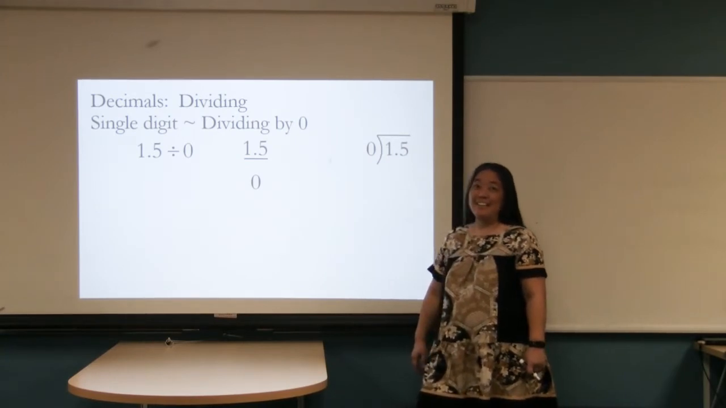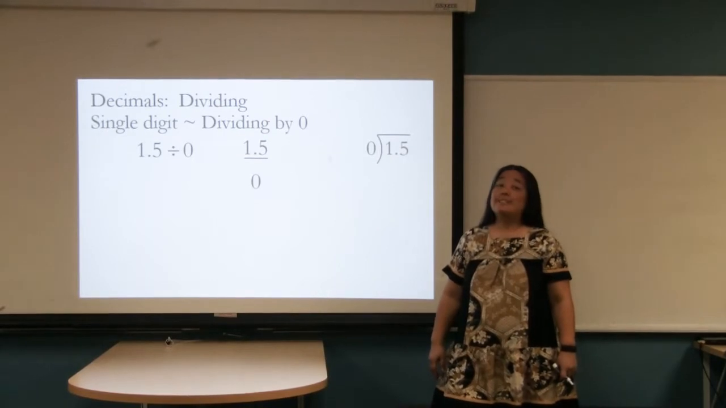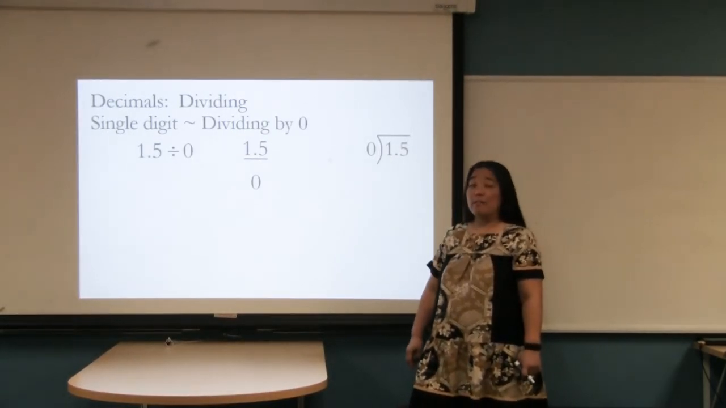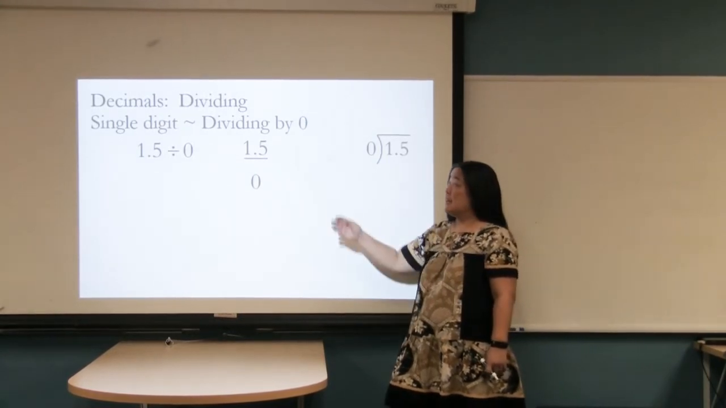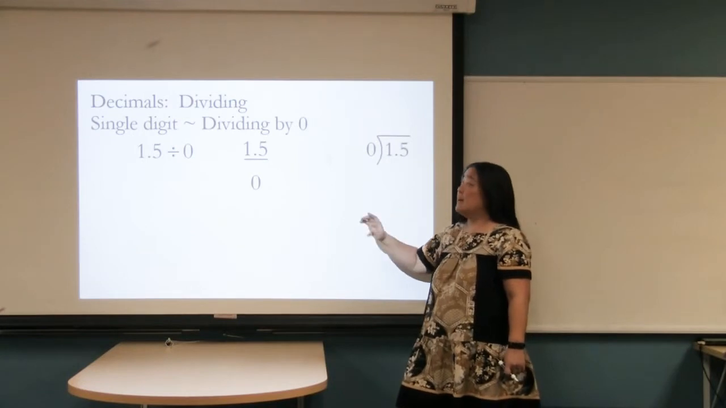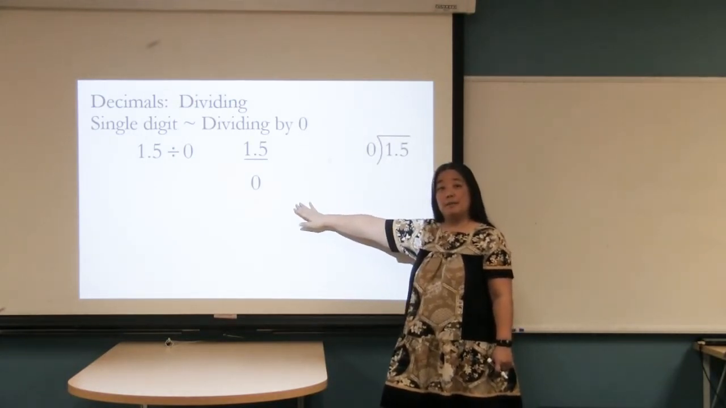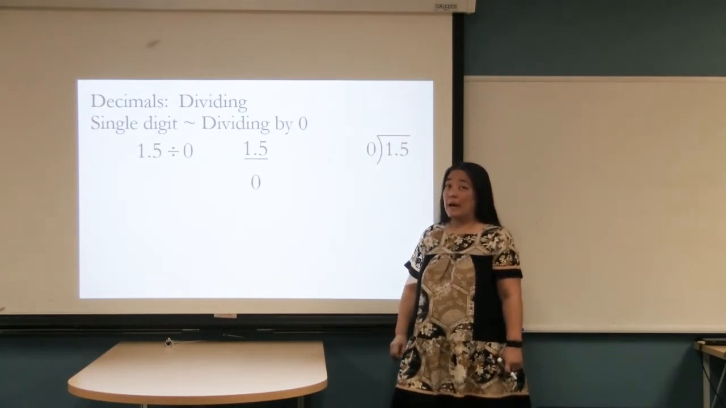Decimals, dividing. Single digit, dividing by 0. Dividing by 0 and dividing 0 are actually very different. A lot of students get confused on this. So I have it written left to right, top to bottom, and inside out. Anytime you have a 0 in the denominator or the bottom of a fraction, or you're dividing by 0, bad things are going to happen.